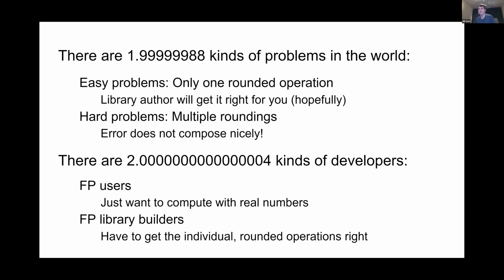Users want to ask hard problems because they want their complicated piece of math to be correct. On the other hand, library builders are the ones that are responsible for answering the easy problems, which turn out to be very hard. It's not easy to implement a power function that's correctly rounded, even though it is one operation. It's easy to tell a user that it's correctly rounded, and it's easy for them to reason about that.